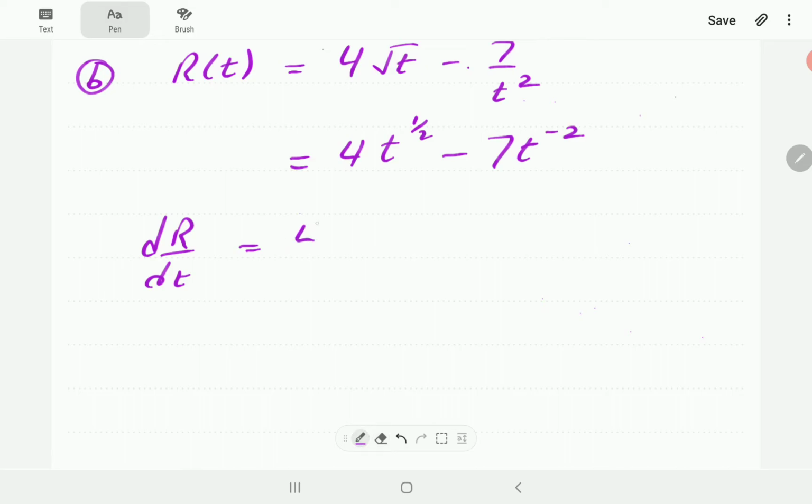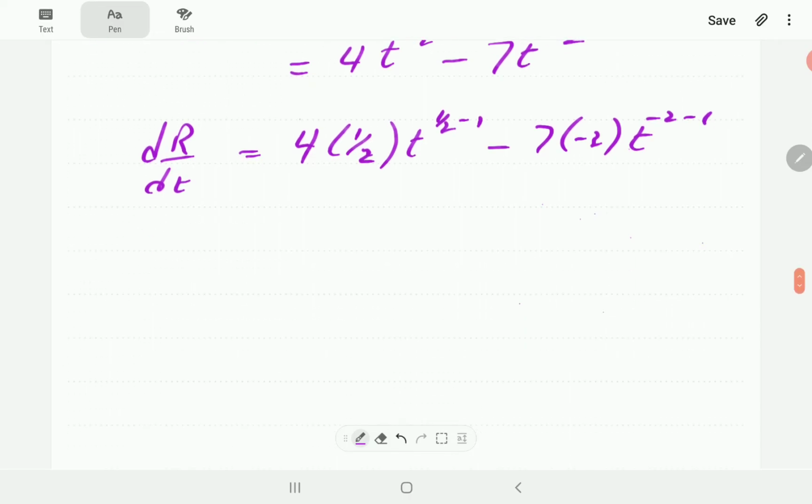So for the first one, the power is 1/2. So we multiply by 1/2, and then we take away 1 from the power. For the second one, the power is negative 2. So we are going to multiply by negative 2 and then take away 1 from the power.